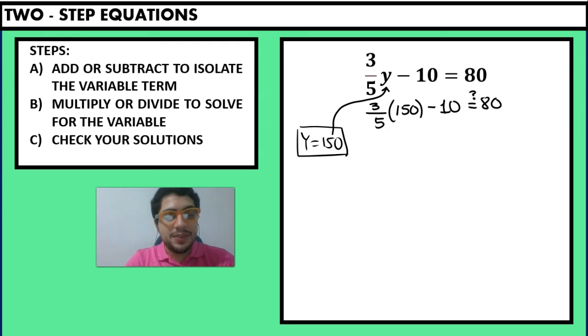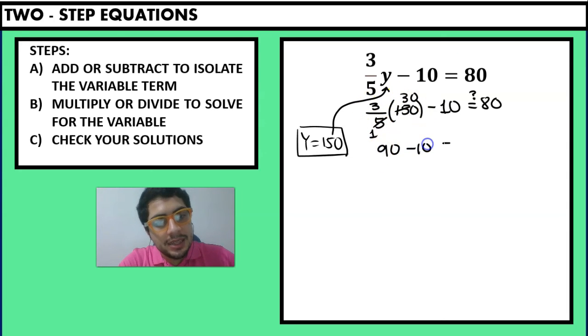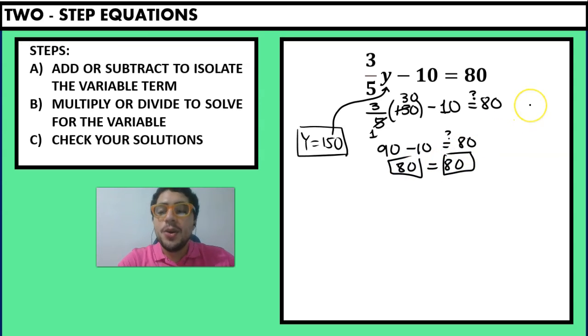So 3 divided by 5 multiplied by 150 is actually going to be 3 times 30, which is 90. 90 minus 10, we do find out that 80 is equal to 80 because it gives us the same value on both sides. We know that we solved it properly and that the answer for y is indeed 150. So now you try it yourself.